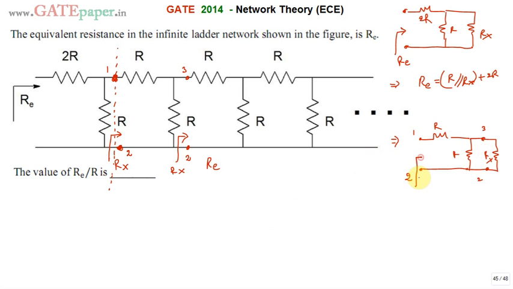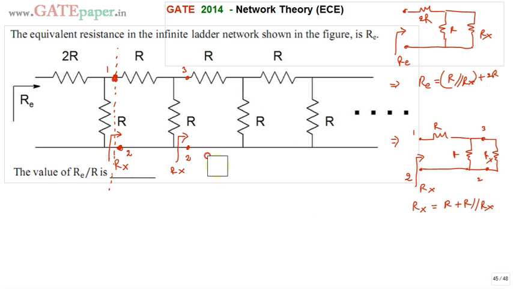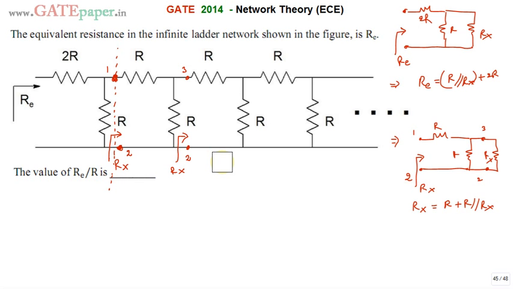So the resistance looking into the 1 and 2 terminals is also Rx, and the resistance looking into the 2 and 3 terminals is also Rx. So that Rx can be written as R plus R in parallel with Rx. Now I am going to simplify this expression and get the value of Rx.